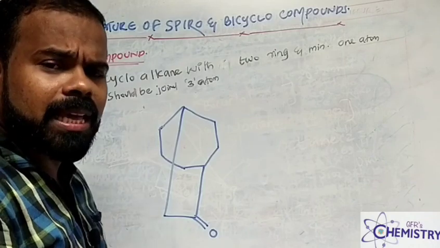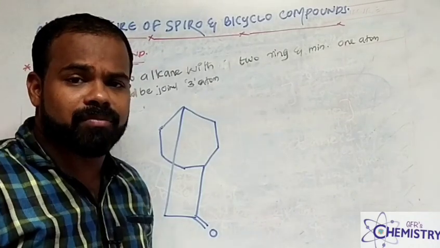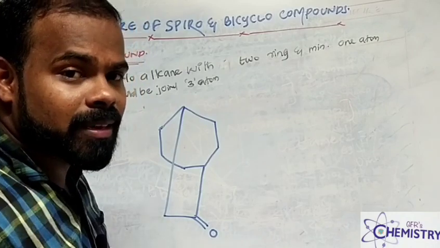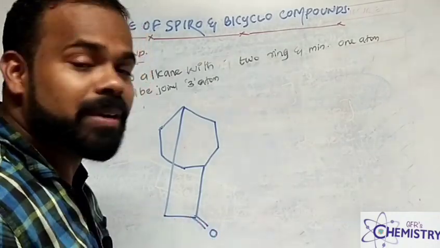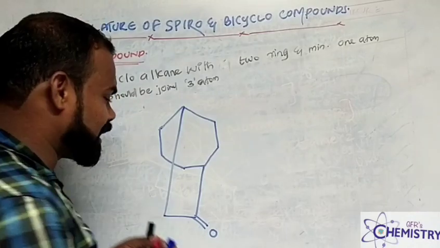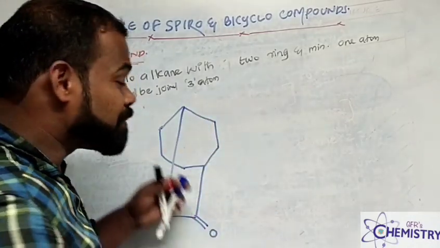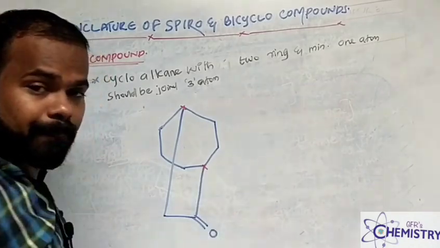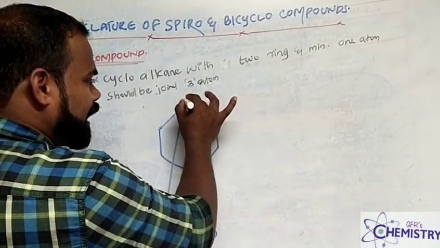Then when writing the nomenclature, the first number 1, we want to give to whom? To our functional group carbon. But here it is not like that. You should select the bridge carbon. 3 lines pass through here, 3 lines pass through here. But sure, number 1 is here only.